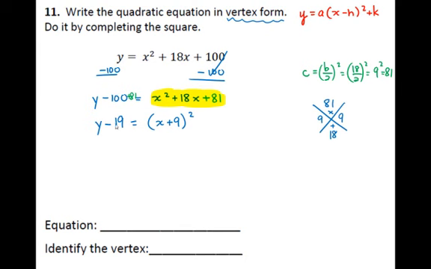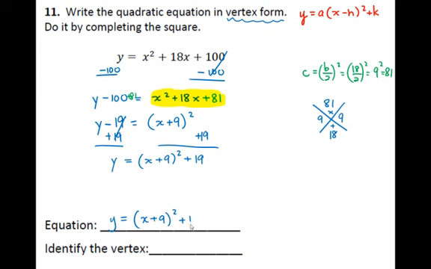And last thing that I need to do is bring the negative 19 back over here. So I'm going to add 19 to each side. So y equals the quantity x plus 9 squared plus 19. So the equation in vertex form is y equals the quantity x plus 9 squared plus 19. And the vertex, we can identify it from this equation, is negative 9, 19.